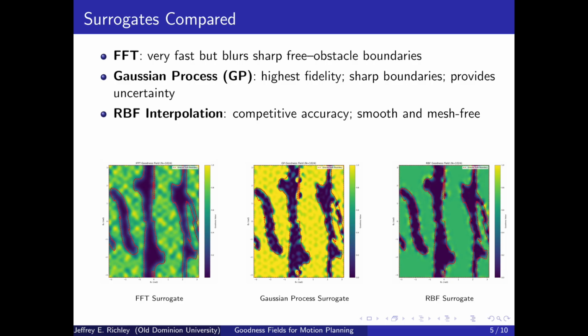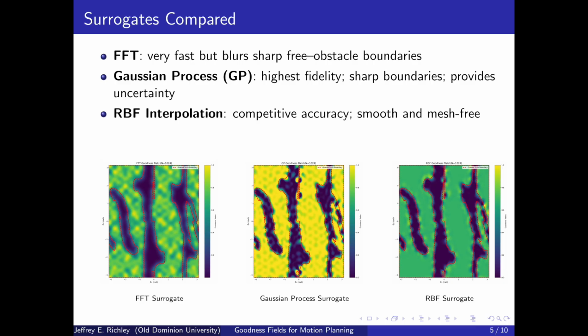In the center is the Gaussian process surrogate. The Gaussian process provides the highest fidelity representation of the boundary, closely tracking the true collision contour. Because it is a locally adaptive, non-parametric model, it is able to preserve sharp transitions while still producing a smooth field. An additional advantage is that the Gaussian process naturally provides uncertainty estimates, which can be used to guide adaptive sampling and refinement.